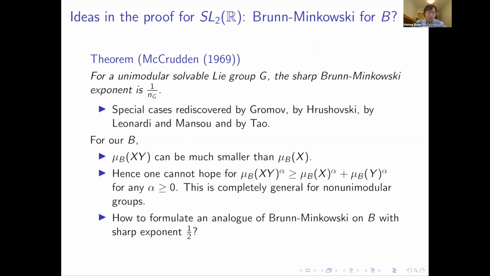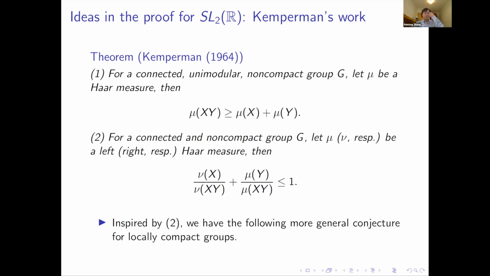And we were thinking about the following question: how to formulate an analog of Brunn-Minkowski on B with sharp exponent 1/2. How can you get this 1/2? How can you ask a question that involves 1/2? And at this point, we were inspired by some work done by Kemperman, as shown in the next slide. Okay, a little bit off topic. Here's a theorem that's not Brunn-Minkowski, but looks very relevant. This is a theorem proved by Kemperman in 1964. The first part is very beautiful, and I think it's better known: if you have a connected unimodular non-compact group, then you always have mu of xy bigger than mu of x plus mu of y. But you see, our Brunn-Minkowski has an exponent, but he wasn't interested in the exponent at that moment.